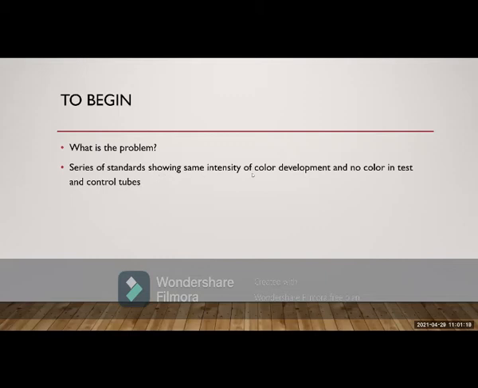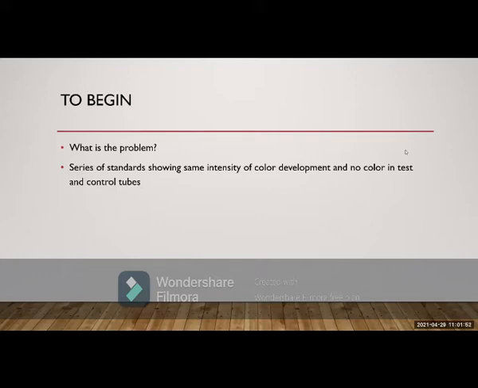The standards were showing the same intensity of color. There was no difference in color development from S1 to S5. So five series of standards with different concentrations were giving the same color. There should be a gradual increase in the intensity of the color because of the concentration and activity of the transaminase. However, that was not visible. What did we see? We saw the same intensity. That is the problem.